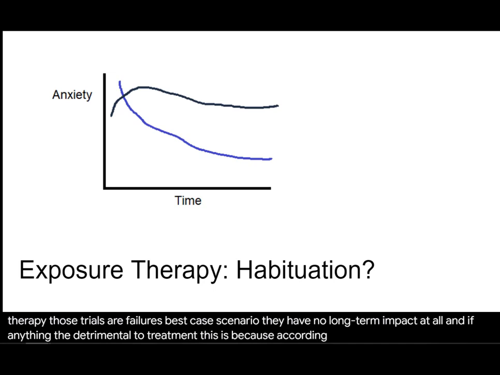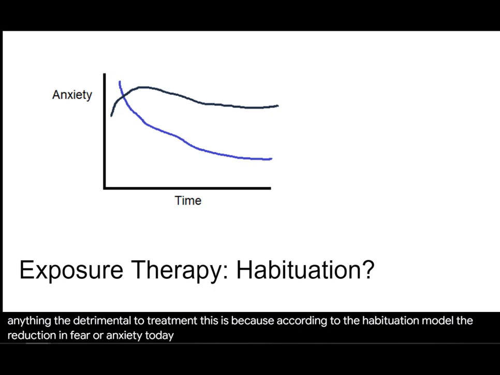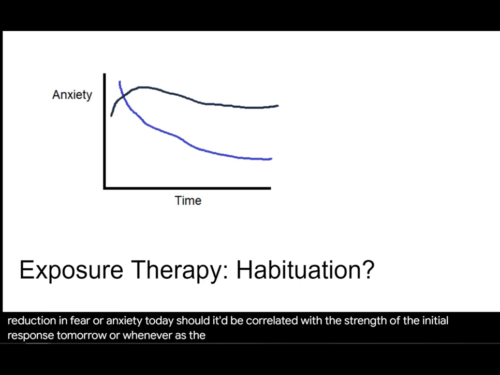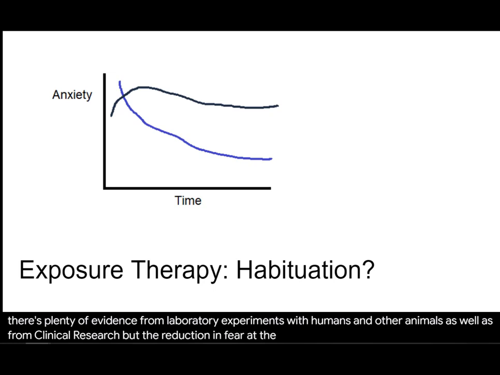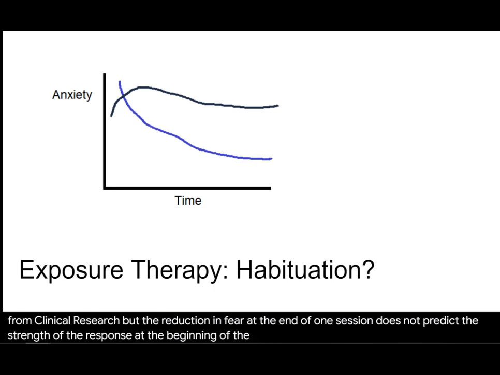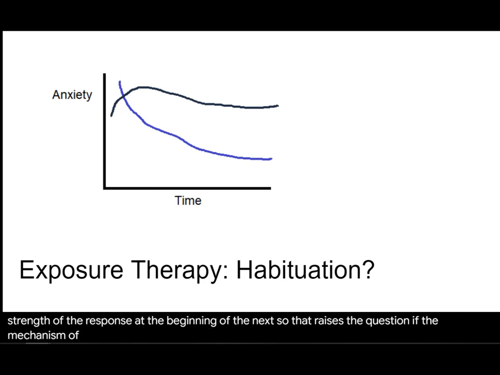This is because, according to the habituation model, the reduction in fear or anxiety today should be correlated with the strength of the initial response tomorrow, or whenever is the next time the person encounters the stimulus. However, there's plenty of evidence from laboratory experiments with humans and other animals, as well as from clinical research, that the reduction in fear at the end of one session does not predict the strength of the response at the beginning of the next.